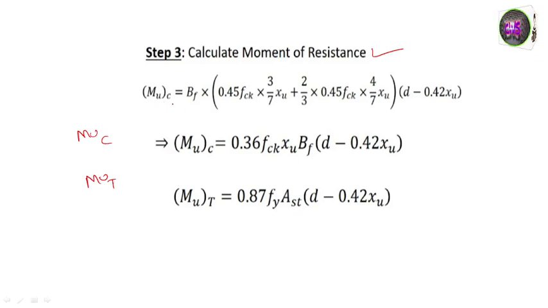So moment of resistance in compression is breadth of the flange into 0.45 fck, right, into 3/7 Xu.